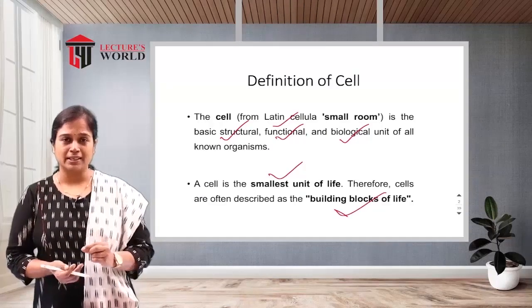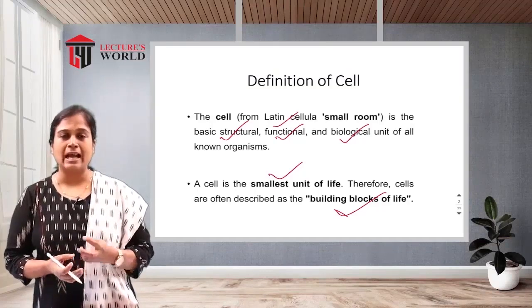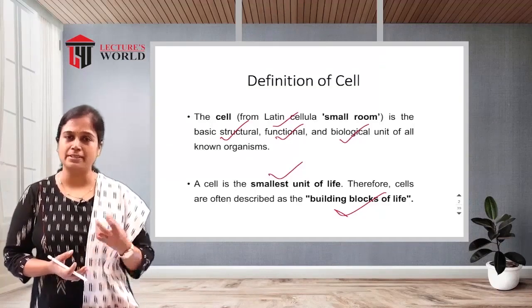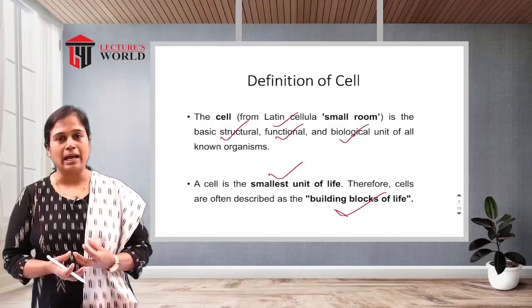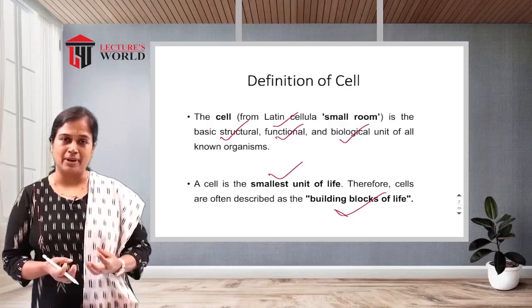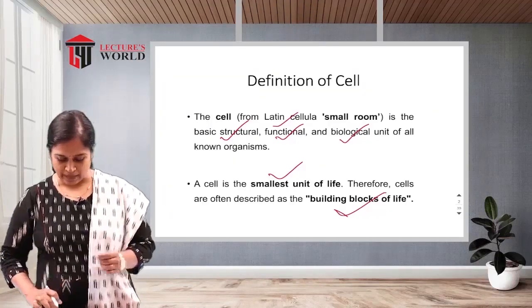So the cell is the basic structure of the human body. When cells come together, they make a tissue, tissues come together and make an organ, organs make a system, and systems make the human body. So today we are going to learn about the cell.